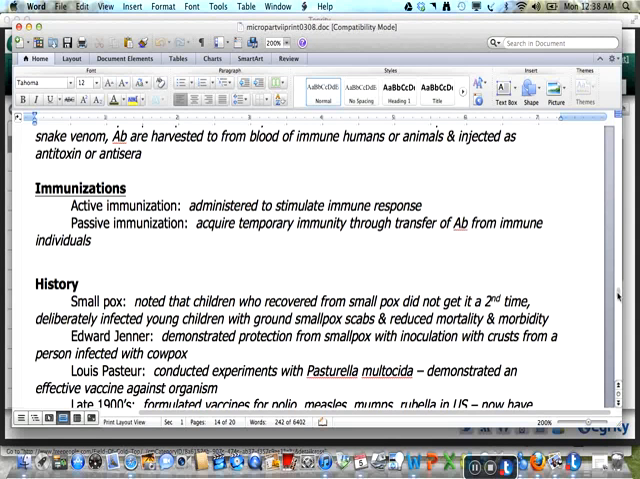Kind of a scary idea, but a lot of the early microbiologists, especially in immunization, actually tested their first patients, who were their own children.